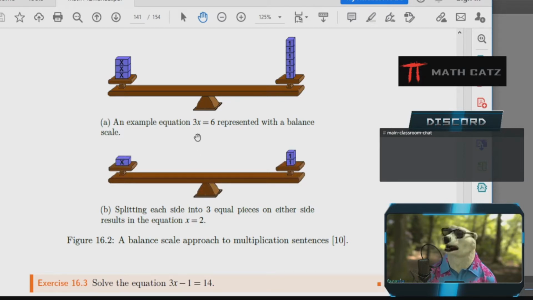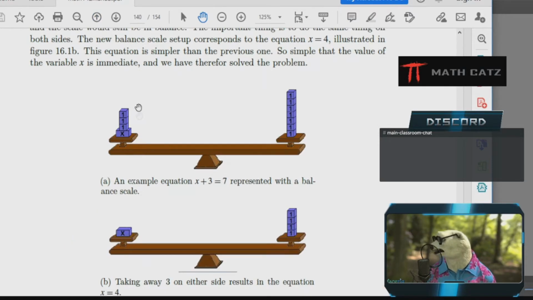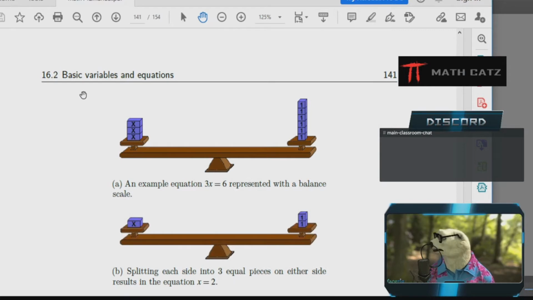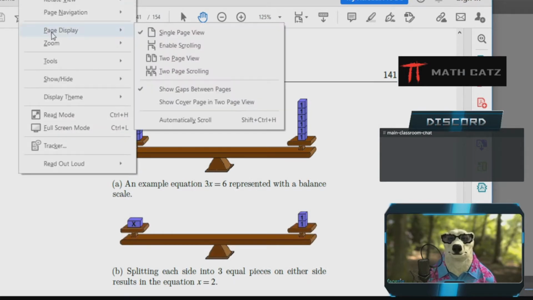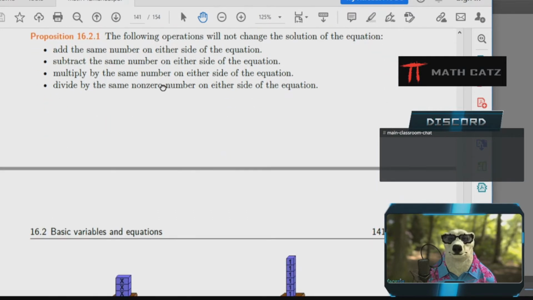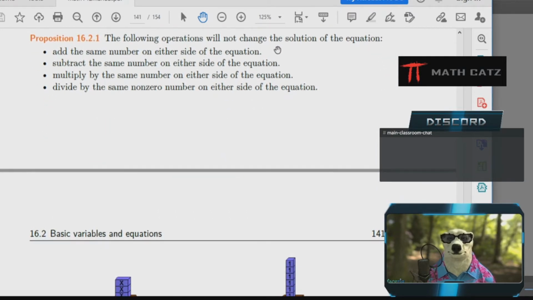Telling me that that's a way I can manipulate the equation by dividing or multiplying by the same number on either side, and I don't lose the information. That's summarized, I think, not. Oh, I can't see the bottom here. Hold on. Over here. Following operations won't change the solution, the meaning of the equation.